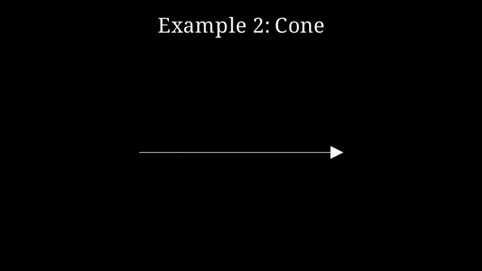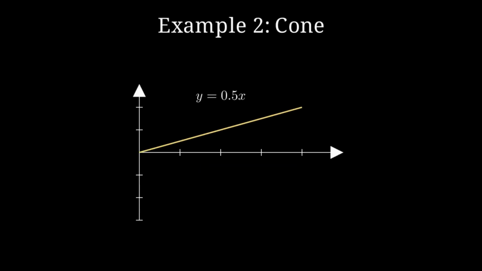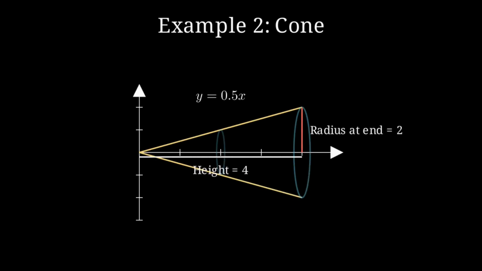Now let's look at a cone. By rotating a slanted line through the origin, we create a conical surface. This example will demonstrate how the surface area formula handles linear functions and produces the lateral area of a cone.